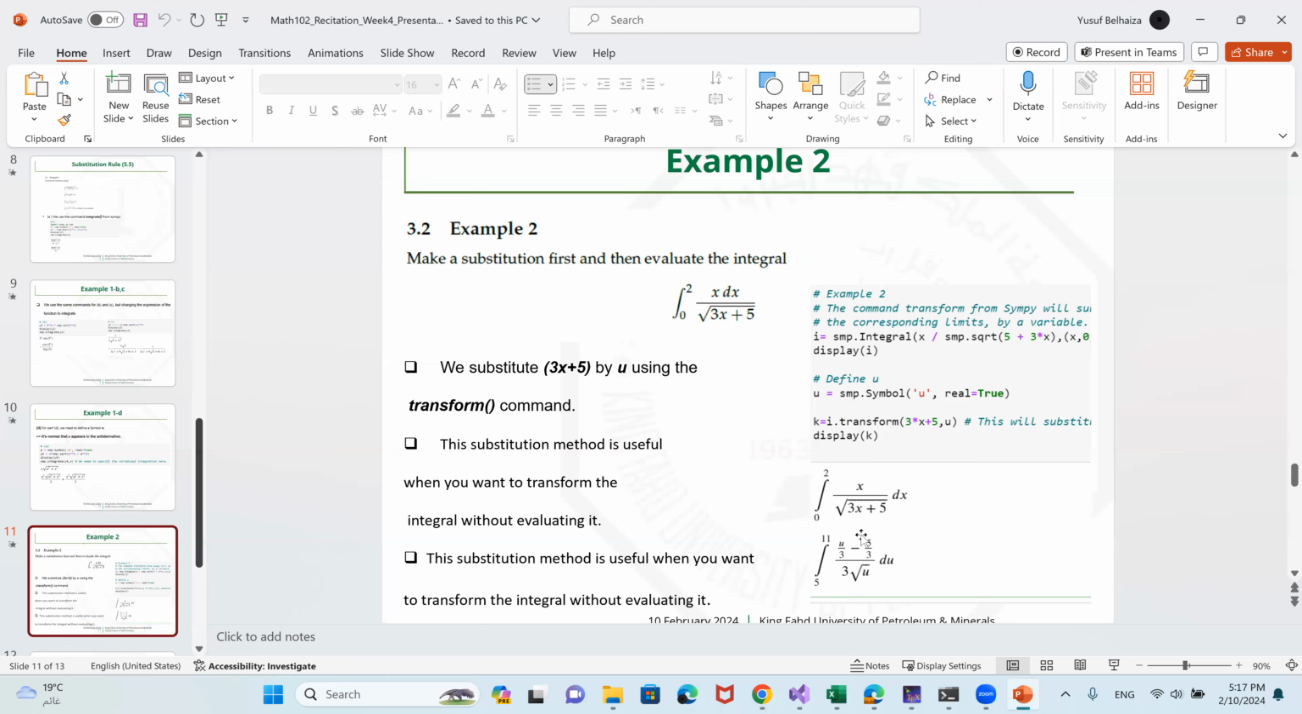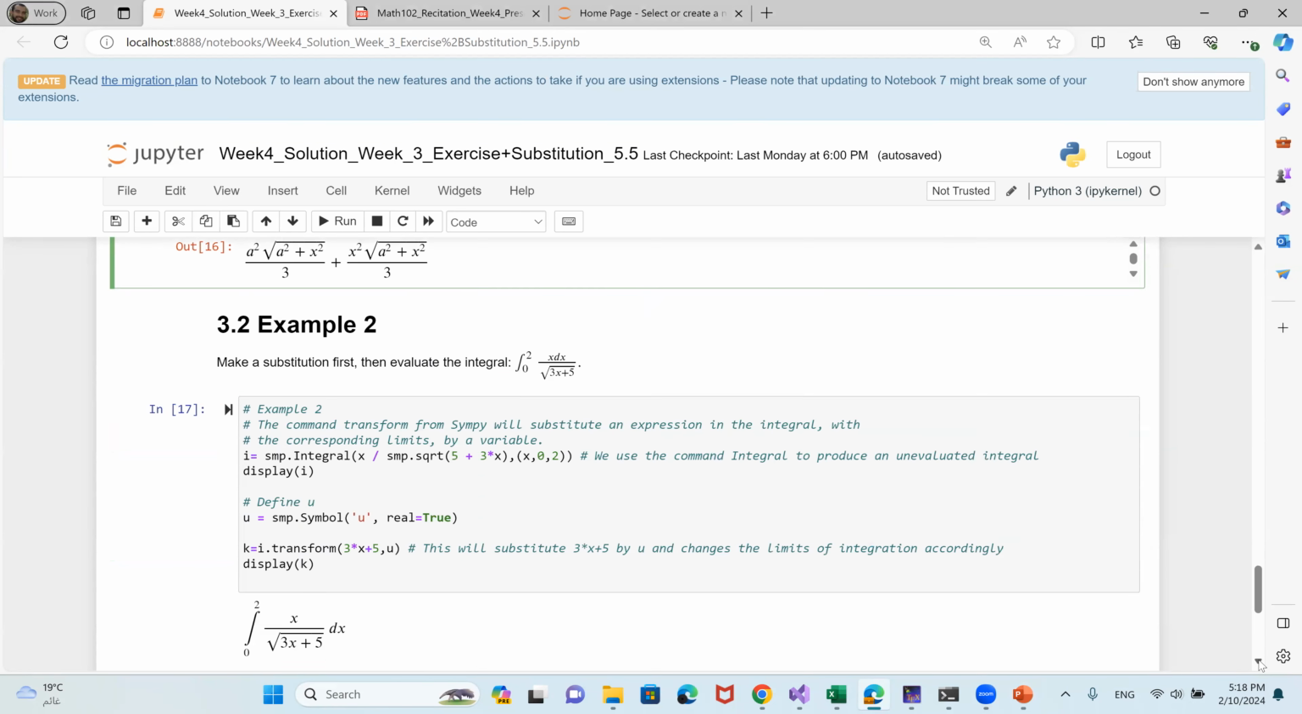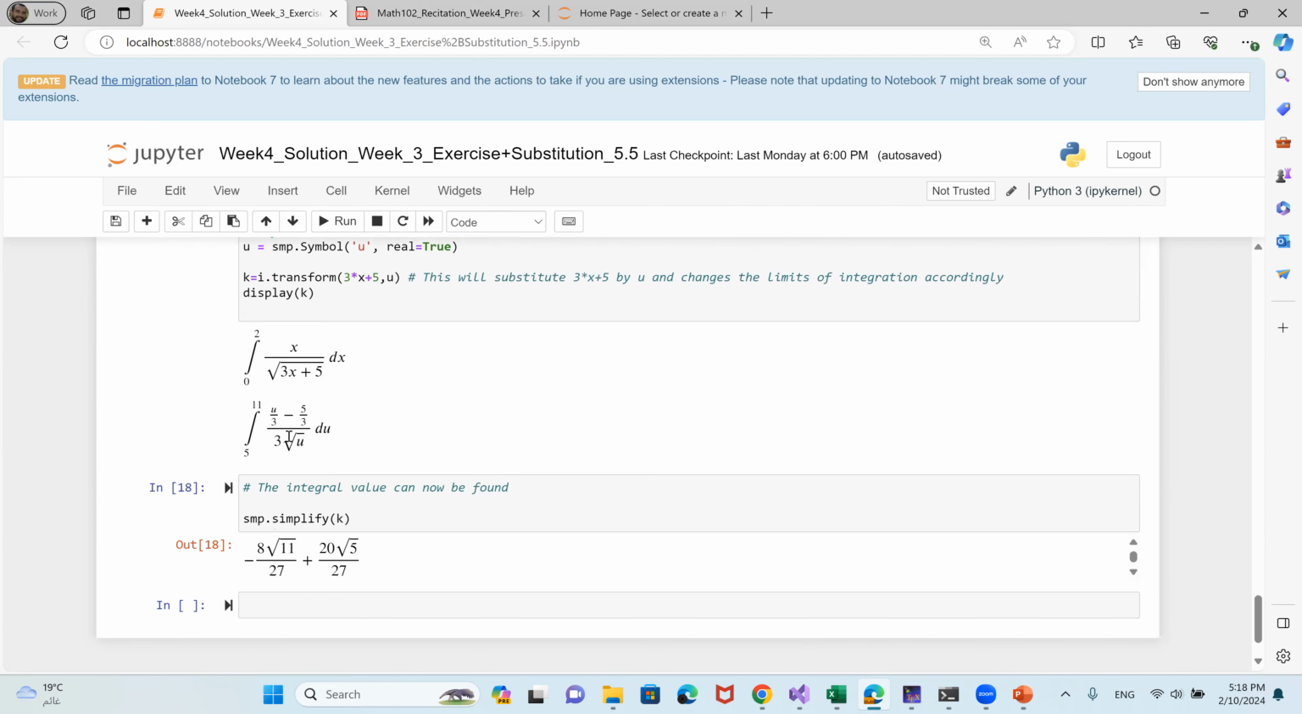What's the purpose of doing this? This new integral is much easier to integrate, at least manually. Of course, we're not talking about the Python evaluation part, but it's important that you know how to use the substitution. That's the slide part. The coding part is here, as usual. The transform is there. That's how we use the transform command to substitute 3x plus 5 by u. This substitutes 3x plus 5 by u and changes the limits of integration accordingly. And we display both.